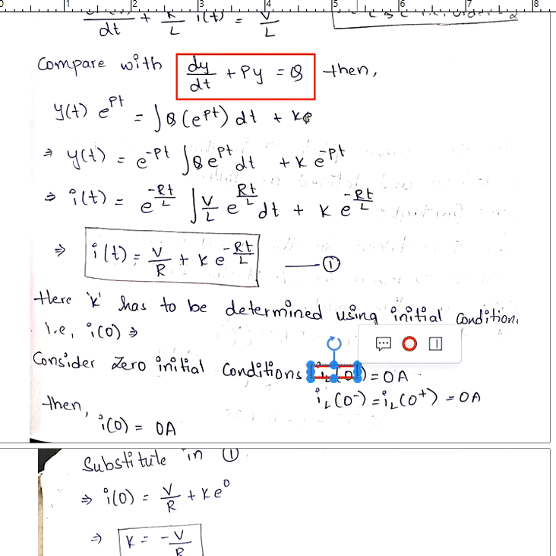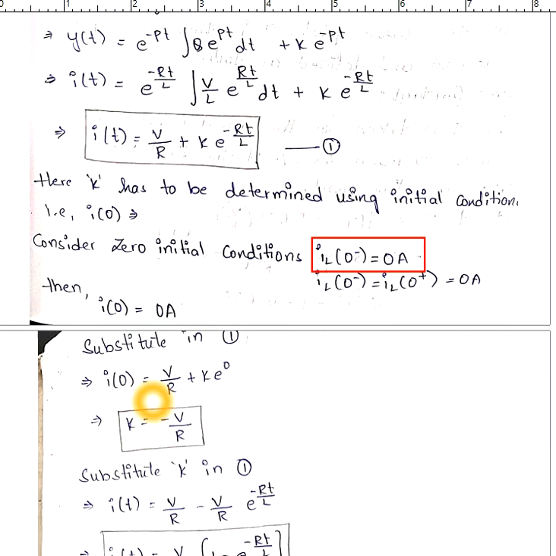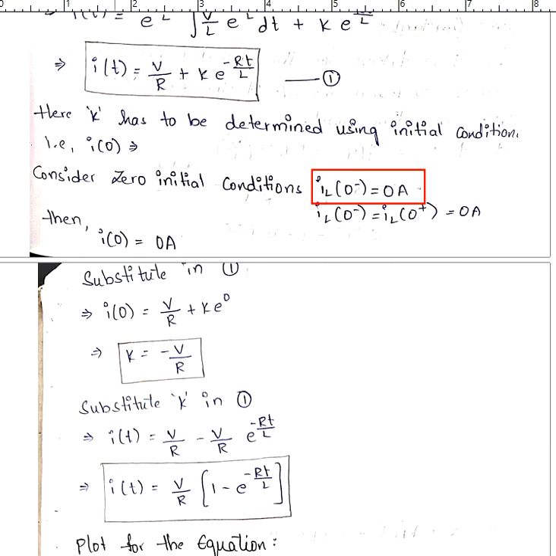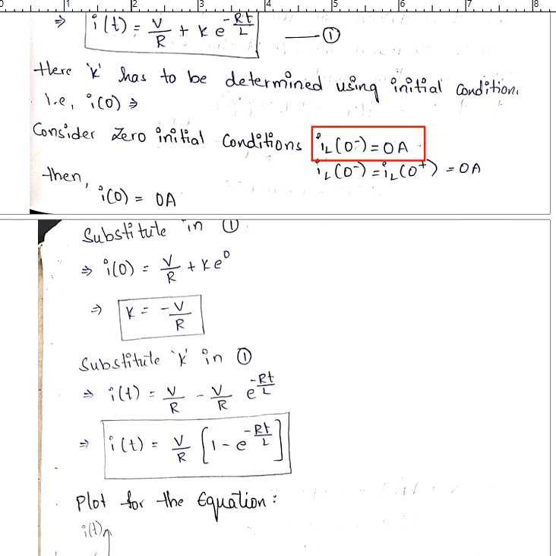So this IL of 0 is our assumption. Okay, so when IL of 0 minus is 0 amperes, IL of 0 plus will also be equal to 0 amperes. That means overall I of 0 is 0 amperes. Now at time t is equal to 0, you just need to substitute this current is equal to 0 in this equation number 1. Then you can get capital K. That means whatever is the constant. So that constant is equal to minus V by R.